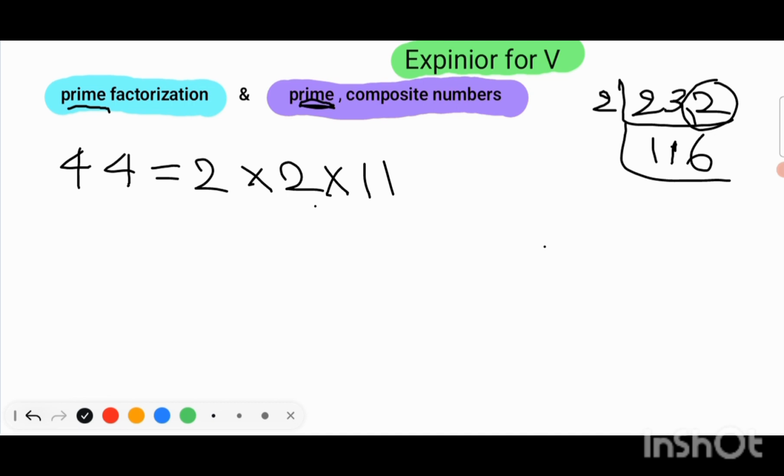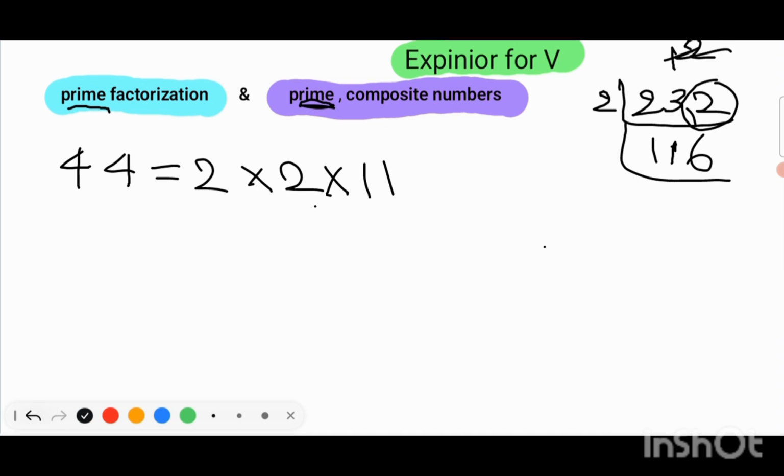Listen again. 2 1s are 2 normally. Here we have 3. 2 1s are 2, 2 2s are 4. Again 4 crosses 3. So we take the number before: 2 1s are 2, so 1 is left. 3 minus 2 is 1. So we'll put 1 here. It becomes 12. 2 6s are 12. So it became 12, right?